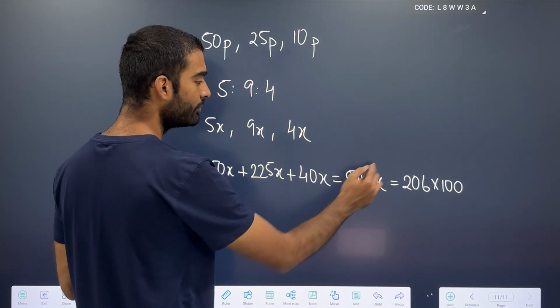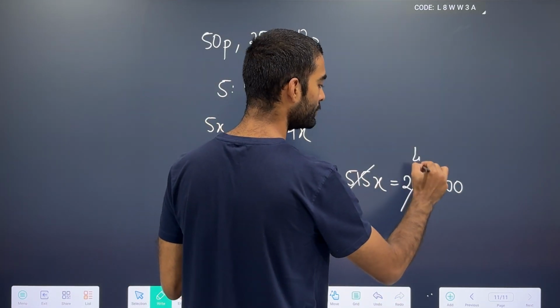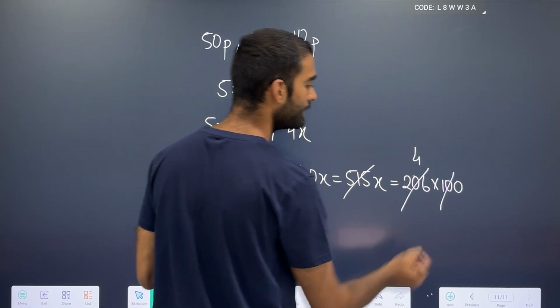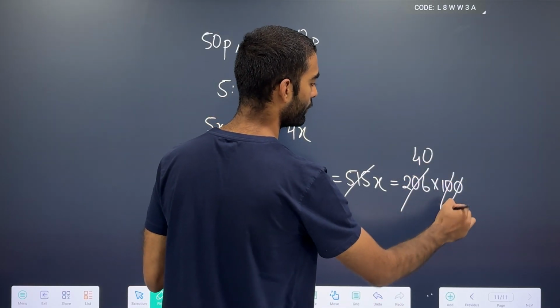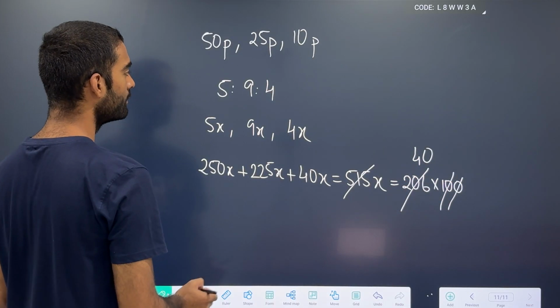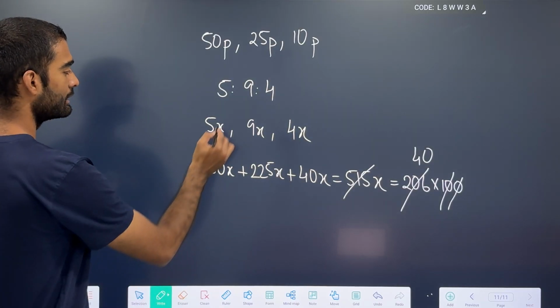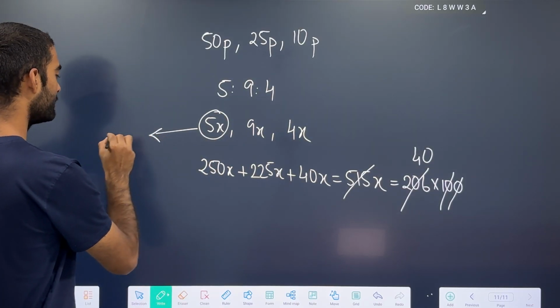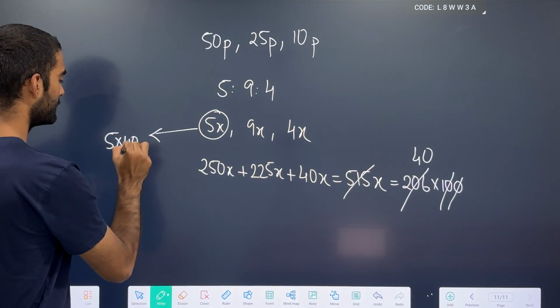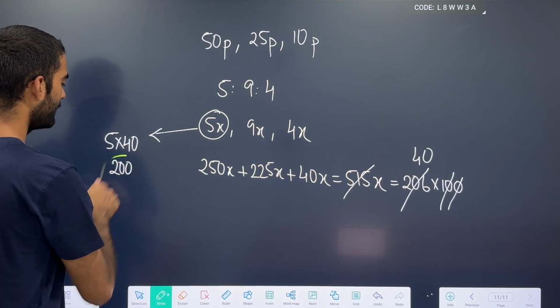Now 515 times 4 is 2060. So I have to cancel a 0 here. This will become 40. So x is nothing but 40. So the number of 50 paise coins is nothing but 5 times 40, which is equal to 200. And this is your answer.